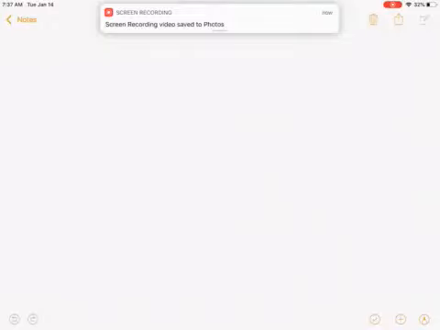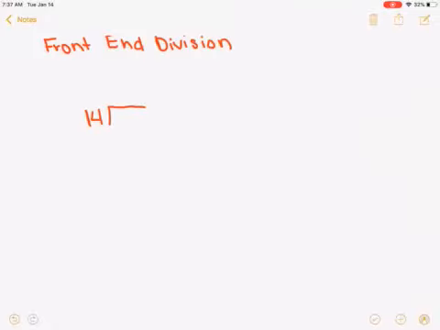Okay, so we're going to work on 2-digit divisors, and we're going to use a method called front end division. Okay, so 2-digit divisor, we'll go with 14. And our number will be 3,671. Okay.